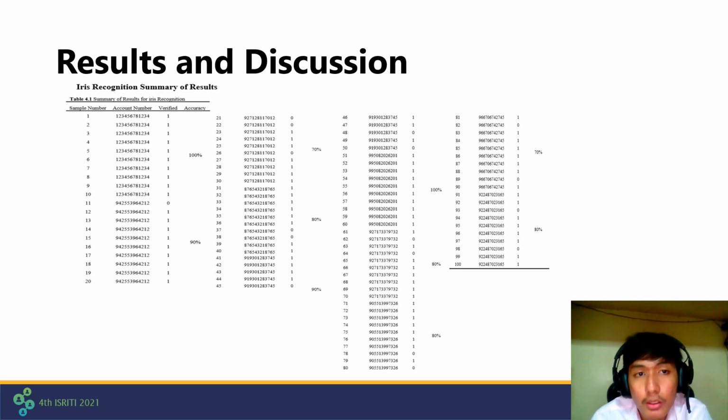And in the verified column, this is just an indicator. So 1 means verified and 0 means not verified. The error occurs during the iris scanning. It could be in iris positioning of the user or the quality of the iris pattern.